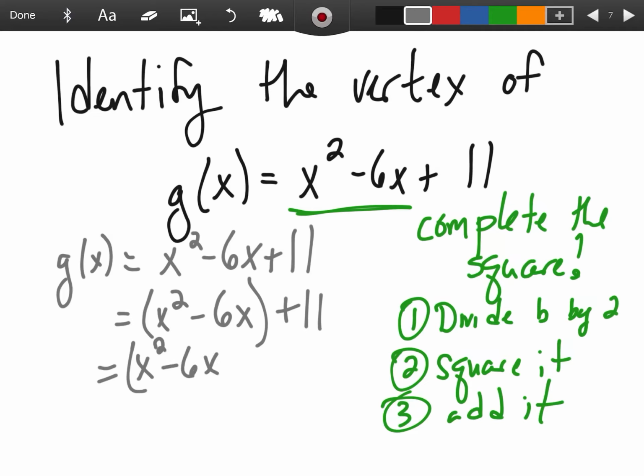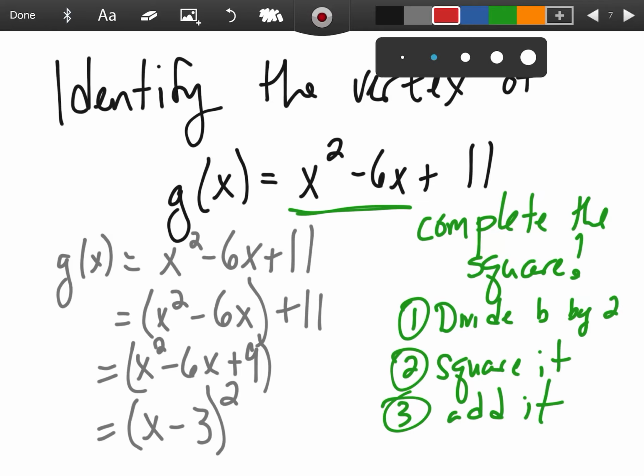We divide the b value, negative 6, by 2, that's negative 3. Square it is 9, and then we add it. All right, perfect. We add 9. Now this is just going to be a nice x minus 3 squared, right? That's x minus 3 squared. You FOIL that out, you should get x squared minus 6x plus 9.